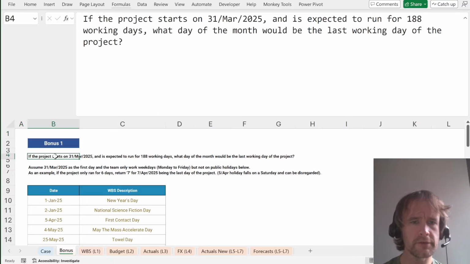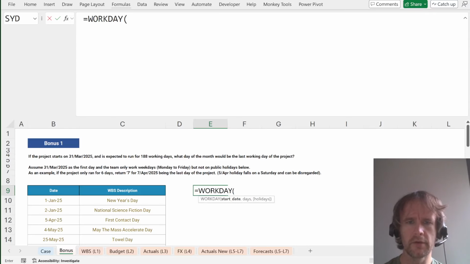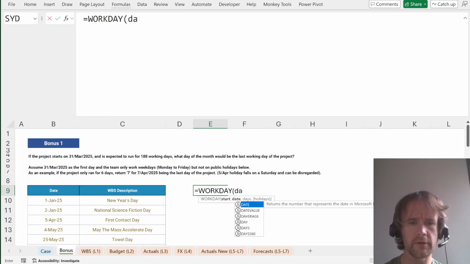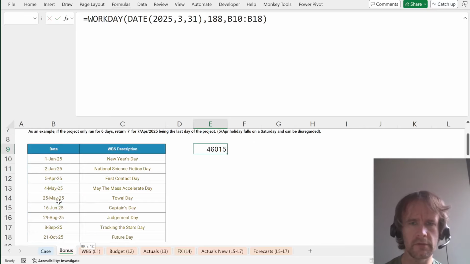The project starts on 31st of March and is expected to run for 188 working days. What day of the month will be the last working day of the project? The team only works weekdays, Monday to Friday, but not public holidays below. Okay, so I think that's workday from the start date of date 2025, 3, 31, days 188, and holidays are these. And then you want the day of the month.